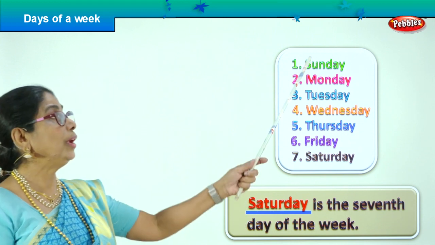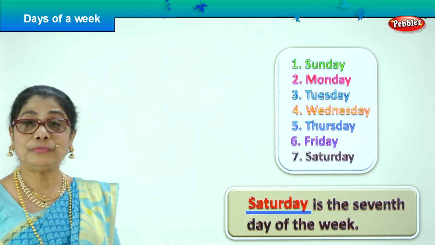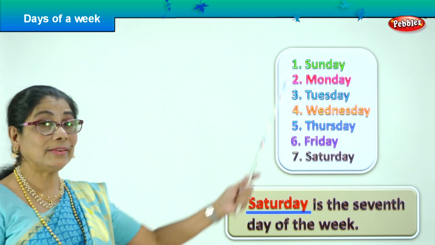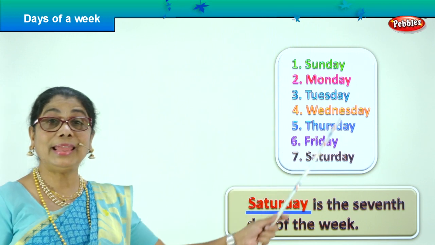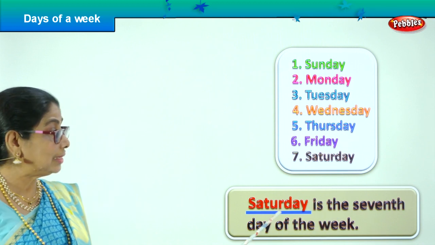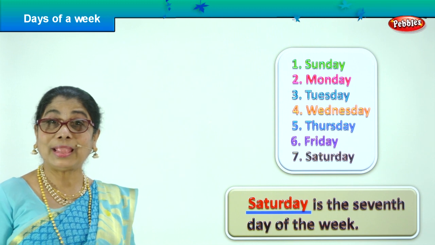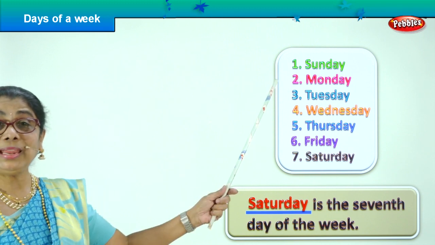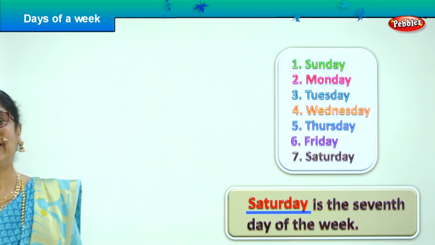So now we know in order. First day, second, third, fourth, fifth, sixth and seventh, all in order. How many days are there? There are 7 days in a week. Which is the seventh day? Saturday is the seventh day. Good. I'm sure you learned to fill up correctly. You enjoyed this exercise. Good.